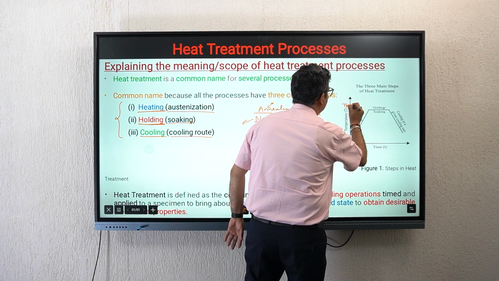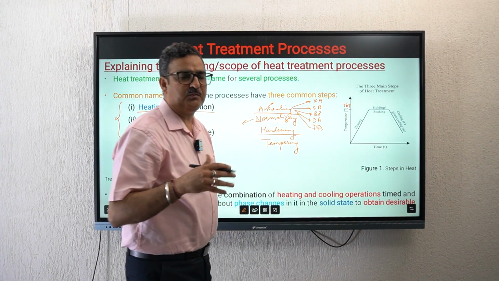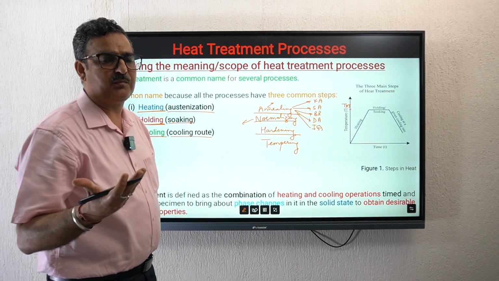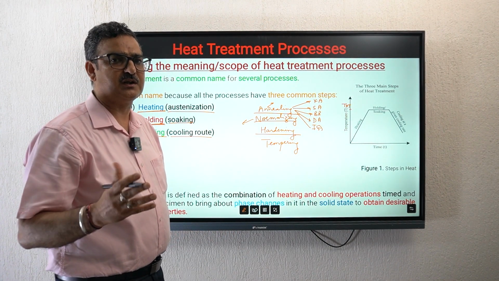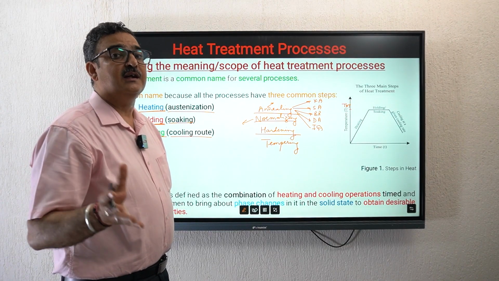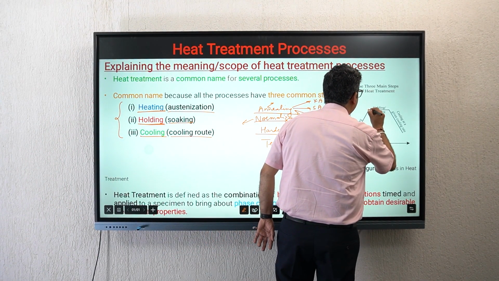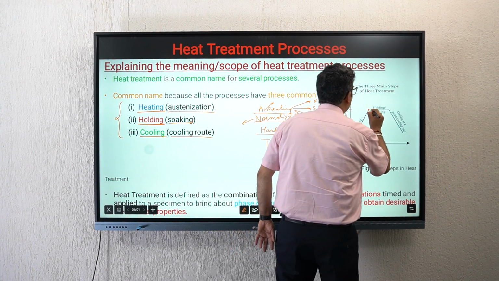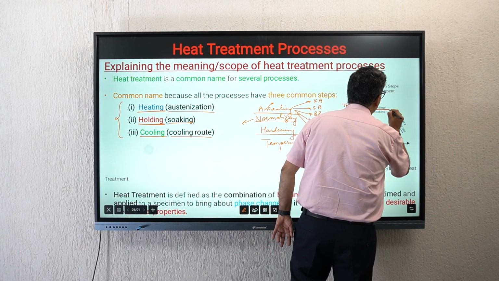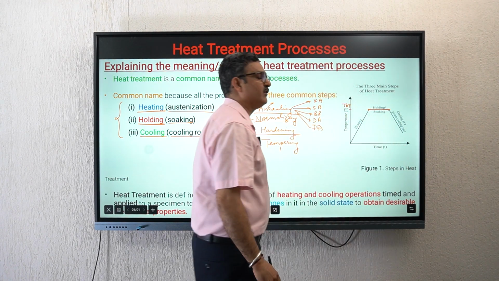called the heat treatment temperature. In case of annealing, it would be called the annealing temperature. In case of normalizing, this would be called the normalizing temperature. But commonly, this would be called the heat treatment temperature. Once you have taken your steel component to the heat treatment temperature, now you will hold or soak the steel at that temperature for some period of time.